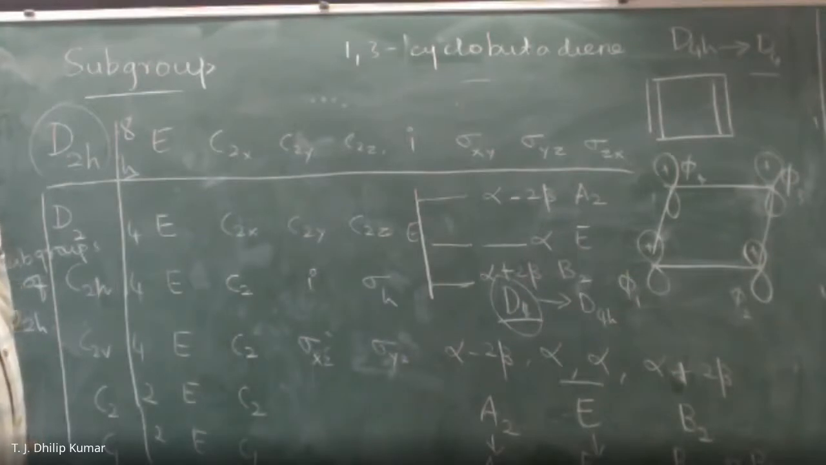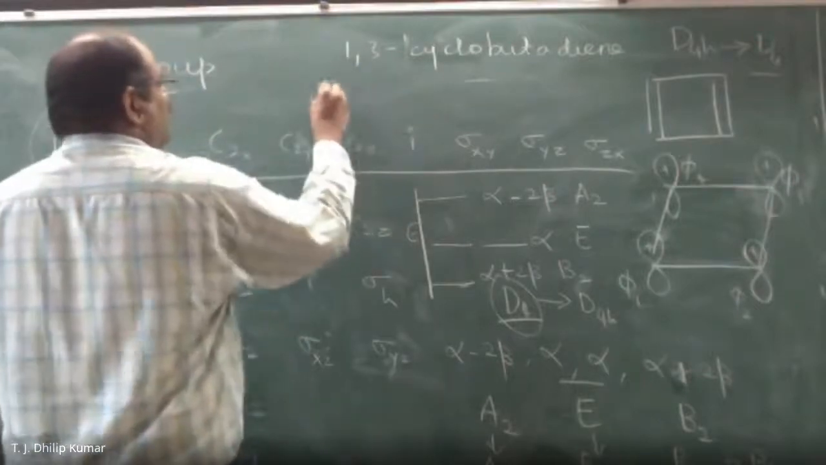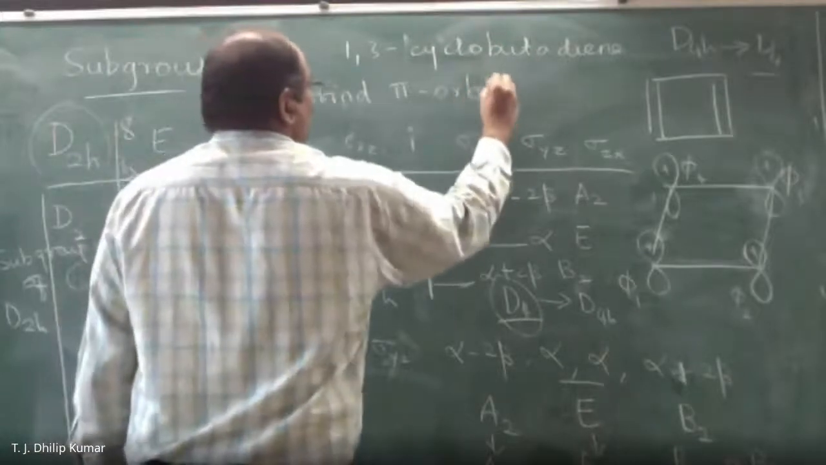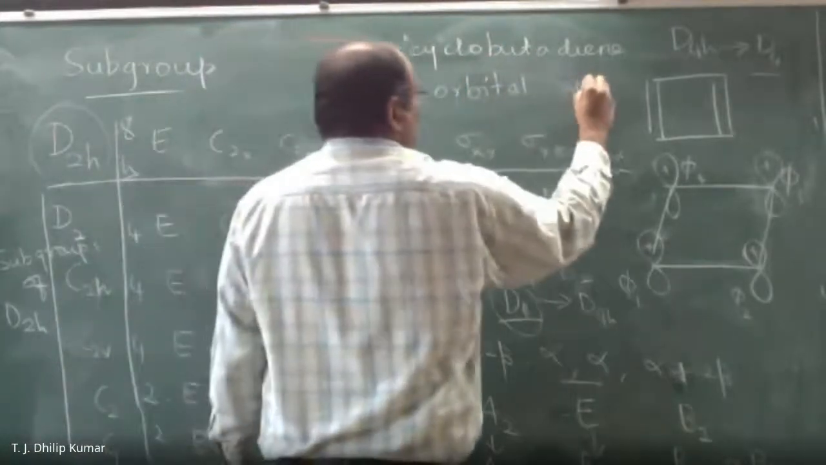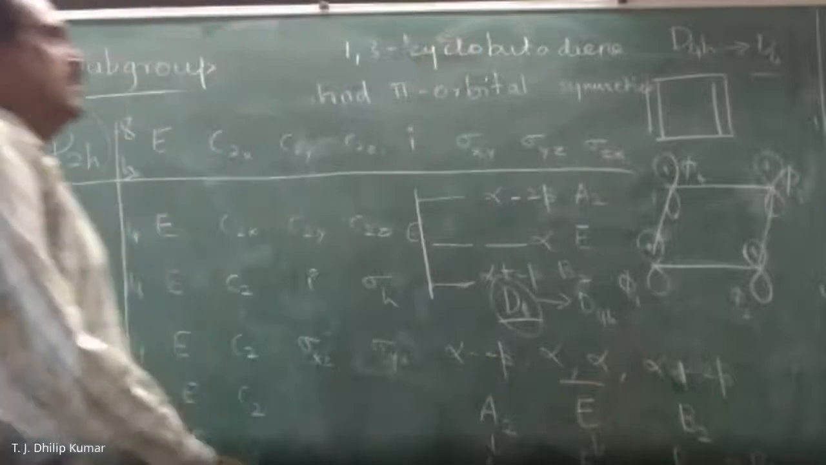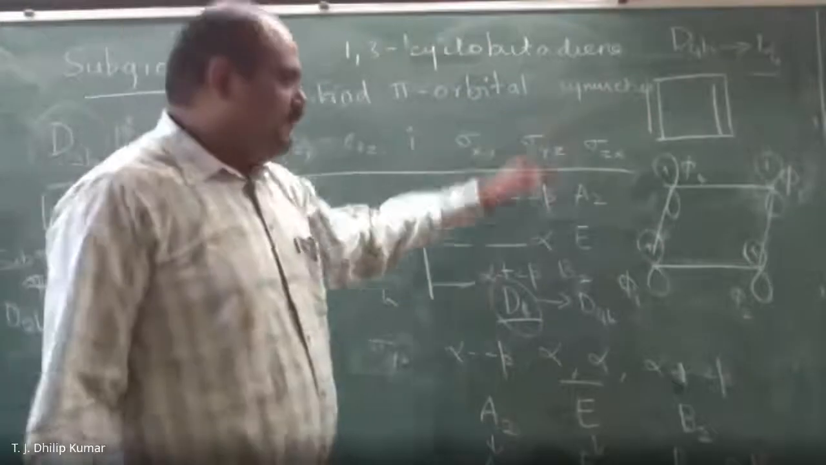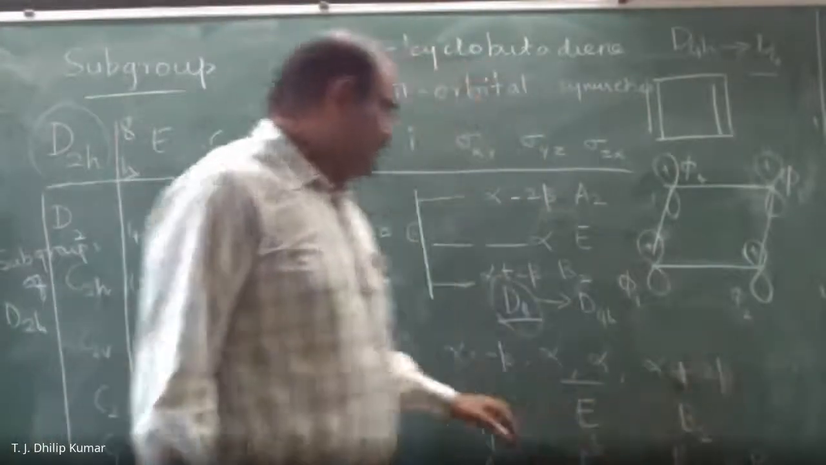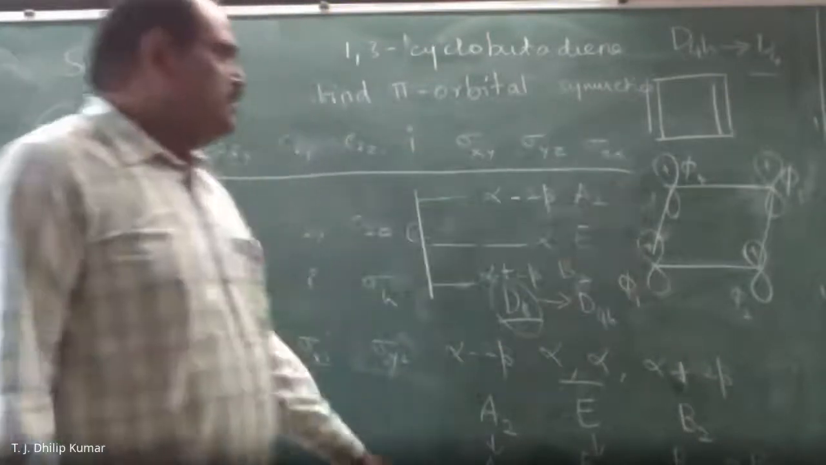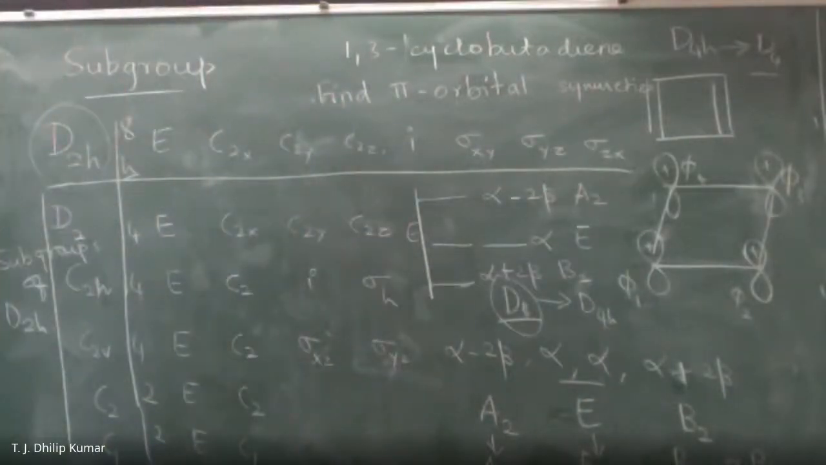Okay, so I give an assignment. Take your time, maybe 1 week, to find the pi orbital symmetries of 1,3-cyclobutadiene. If you start with D4h, I have no problem. Go ahead. You will end up with these answers. I've given the answer, these are the energy ordering. If you use the subgroup, then you just use the D4 point group and go ahead. You agree?